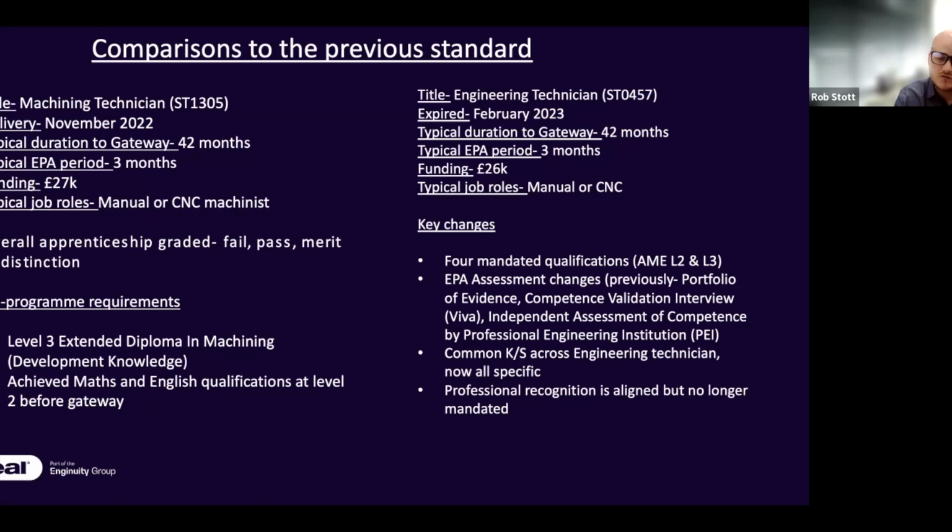Common knowledge and skills across engineering technician. There was some specific for machinists, but now it's been broken away into its own standard, and knowledge, skills, behaviours are all relevant to the machinist now. Professional recognition is aligned, but no longer mandated. Again, drawing on that EPA changes there in terms of that one there.